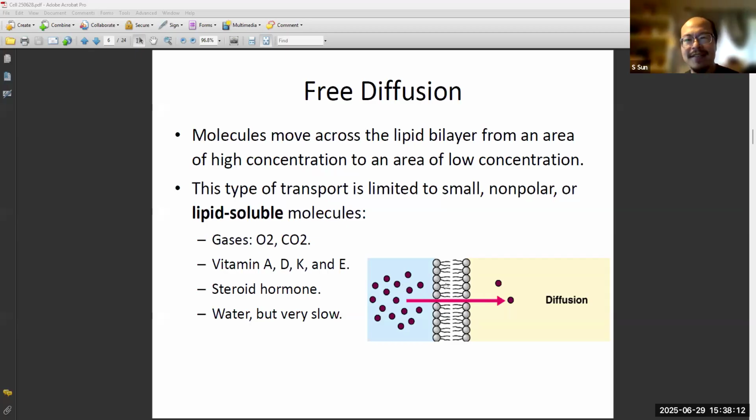And you may ask, wait a minute, aren't these phospholipids supposed to be the barrier? If it's a barrier, how could these molecules just pass through? Doesn't make sense, right? Like you have a wall, how can this thing pass through? You ask a very good question. Why do they pass through? How can they pass through?